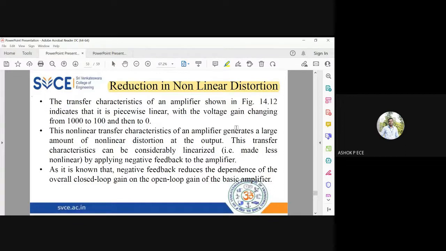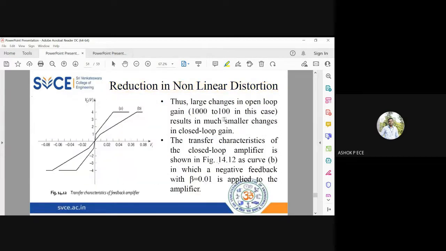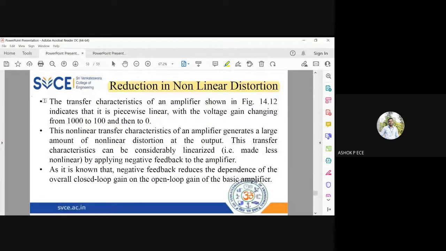So you have to clearly bias your amplifier in the linear region. If you don't do that, the amplifier will work as a non-linear amplifier. Non-linear means output will be dependent on input plus input square plus input cube plus input power 4, etc. Which will make your amplifier completely non-linear. So we are going to see how negative feedback is going to reduce nonlinear distortion.